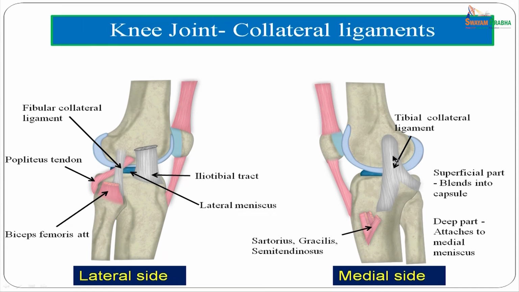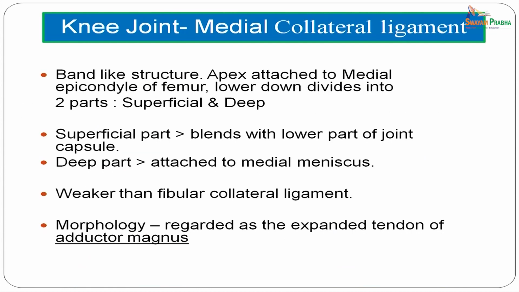On the medial side, you have the tibial collateral ligament, which is also called the medial collateral ligament. It is a flat band-like structure. It is weaker than the fibular collateral ligament. Lower down, it splits into two parts: a superficial part which blends with the joint capsule, and the deep part which is firmly attached to the medial meniscus.